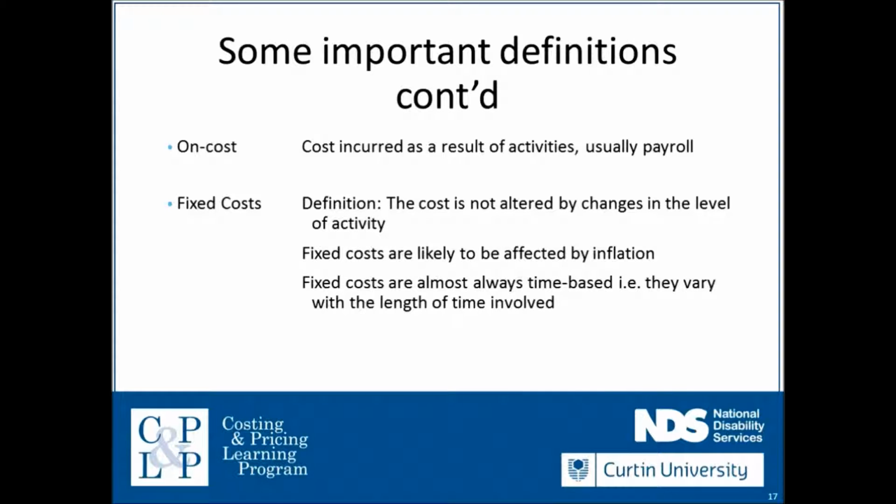The second phrase that I want to alight on is fixed costs. That's an extremely important element of the costing and pricing process, and it relates to those costs that are not altered by changes in the level of activity. Most organisations would have some sense of their fixed costs, and traditionally they would consider things like head office overheads, CEO and other administrative staff costs as being part of the fixed costs or overheads of the organisation.